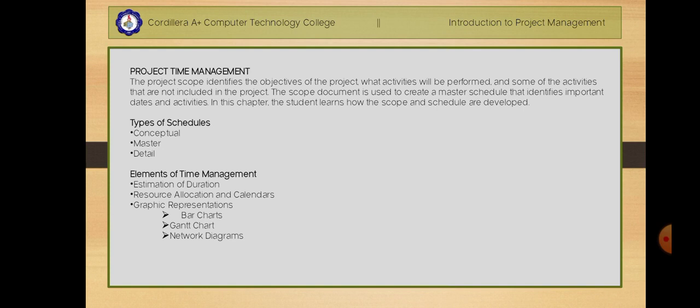Okay, so we have here the elements of time management. First is the estimation of duration. After the project team has created the WBS, each activity is reviewed and evaluated to determine its duration. So how long will it take to accomplish from beginning to end, right? How many years or months did it take to finish, and what resources?